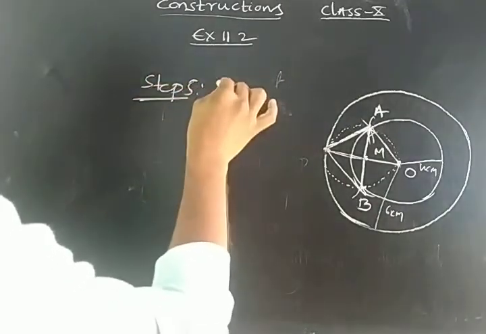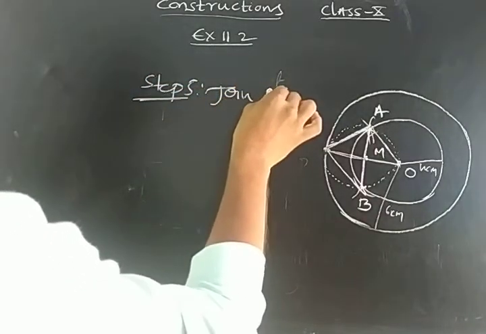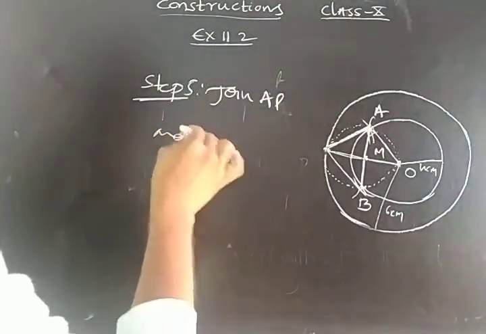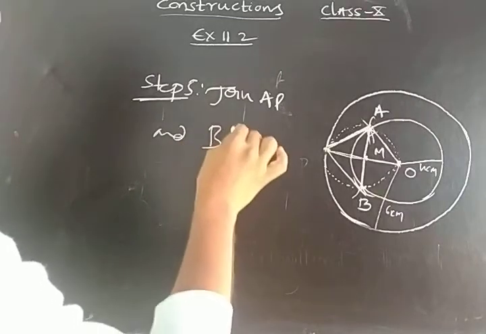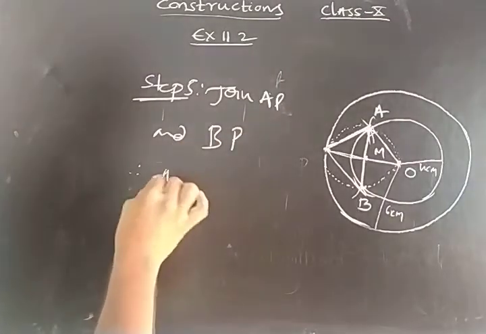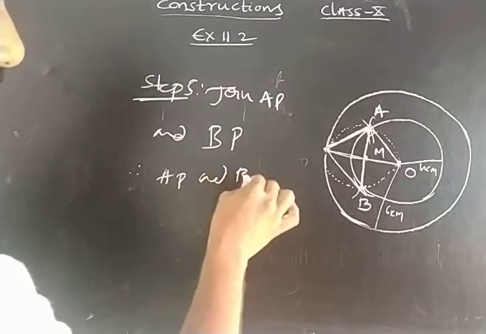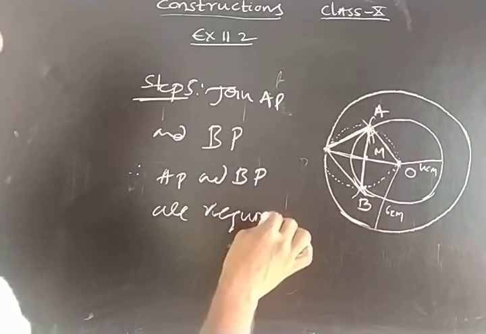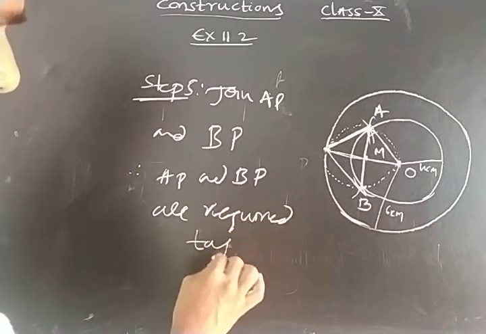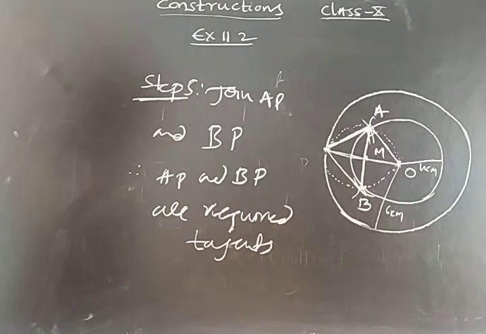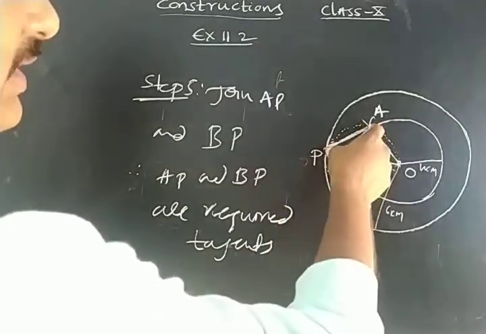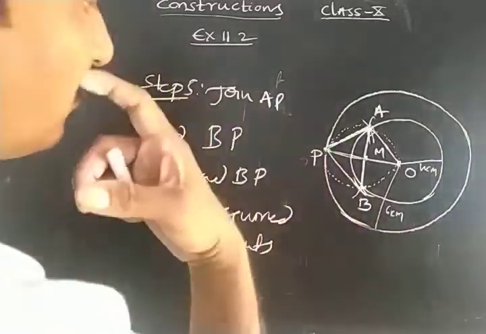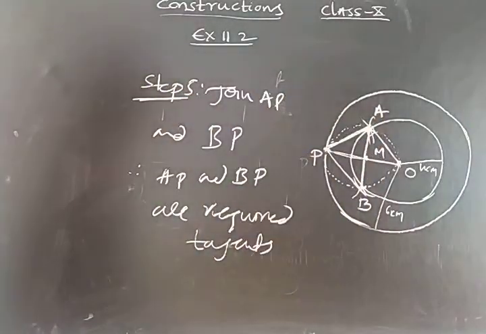Step 5. Join AP and BP. Therefore, AP and BP are required tangents. Now we got required tangents. Using the scale, you can measure the PA and PB length. Both will be equal. By actual calculation, we have to find the length of these tangents, right?